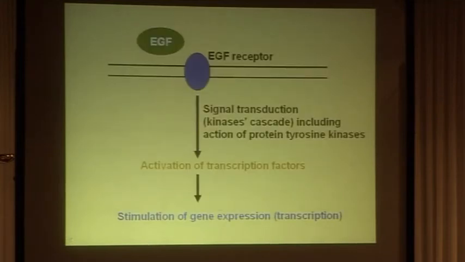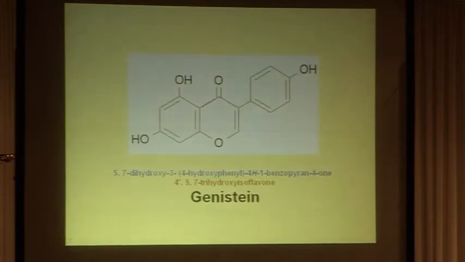We can slow down the production of GAG if we can switch. And we found the molecule which is called genistein.